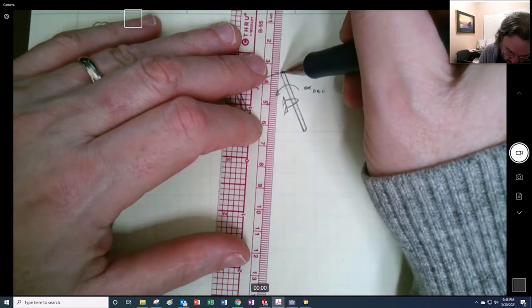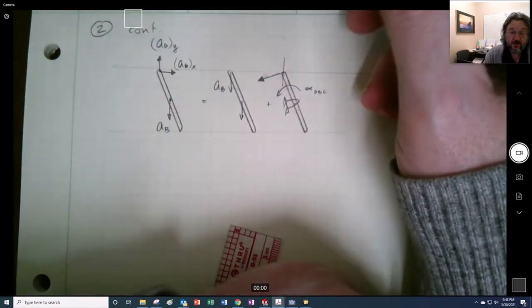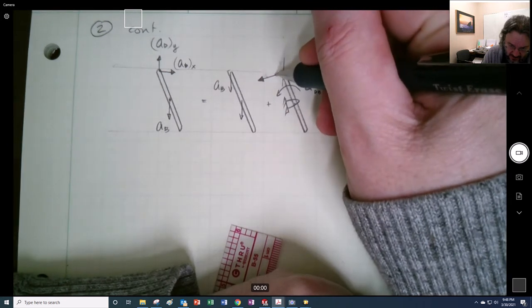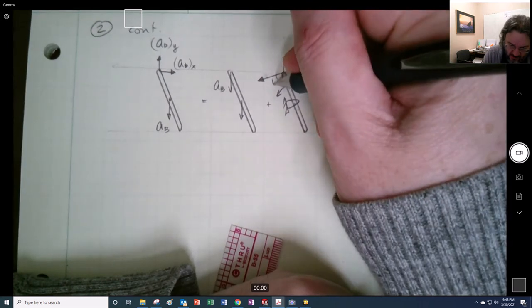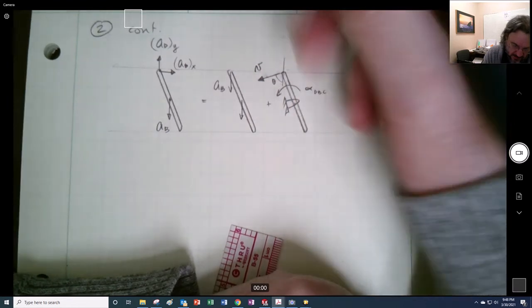Okay, so right in there, and I think what we could say is that that angle right there is going to be my theta. This is going to be my, I just put a V in there.